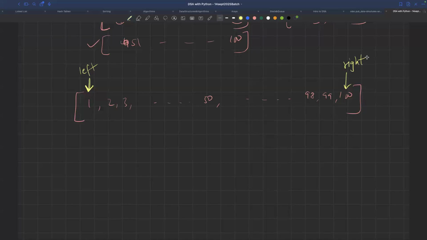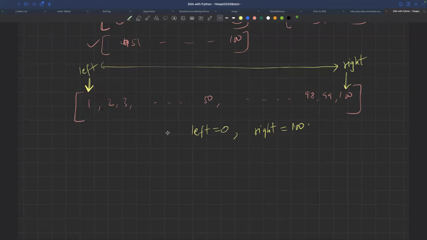Is everyone with me till here? What is this left and right telling me? That my data is between left and right. So my left is at 0 and my right is at 100, or 99, depending on how you are indexing it. Guys, following, yes or no? Please tell me in the chat. There's a lot of silence.